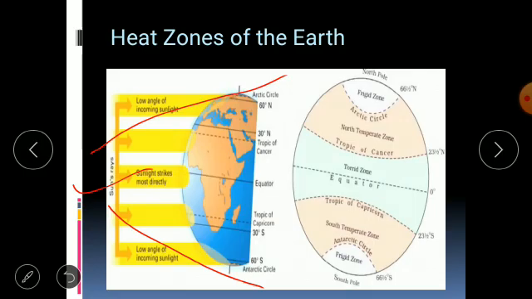In our next video, we will learn what the meridians of longitude are and how meridians of longitude help us in locating places and also in calculating time. So thank you.